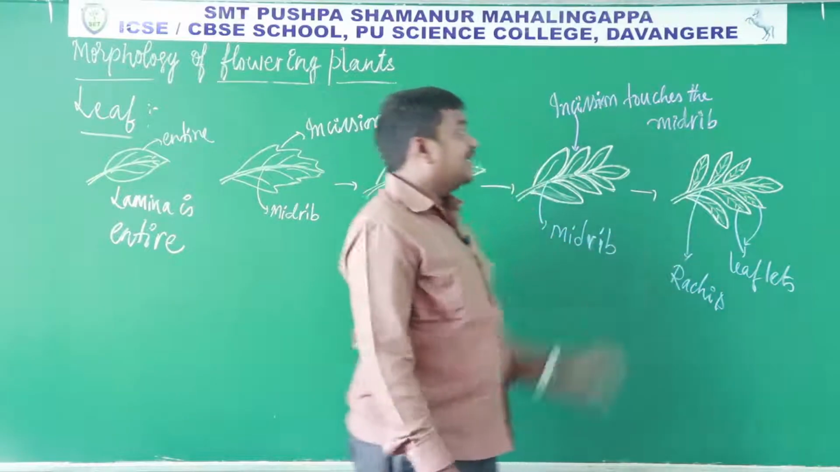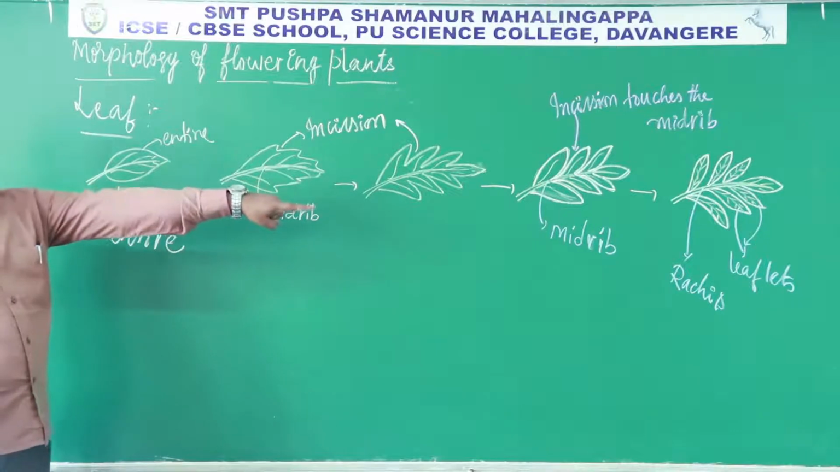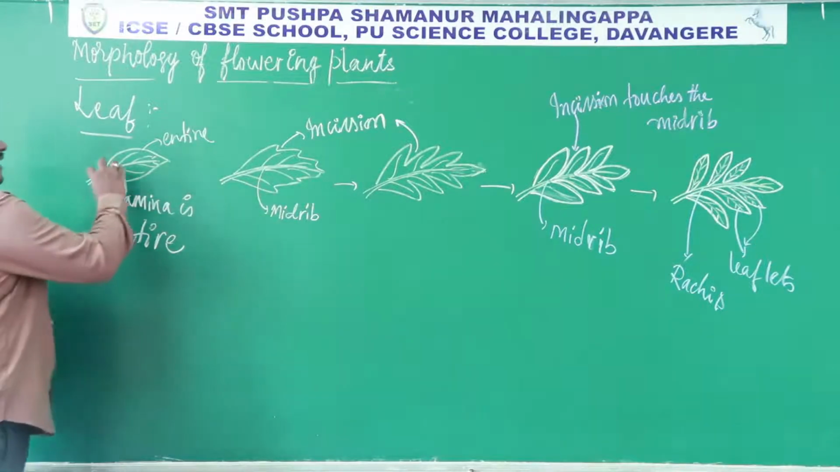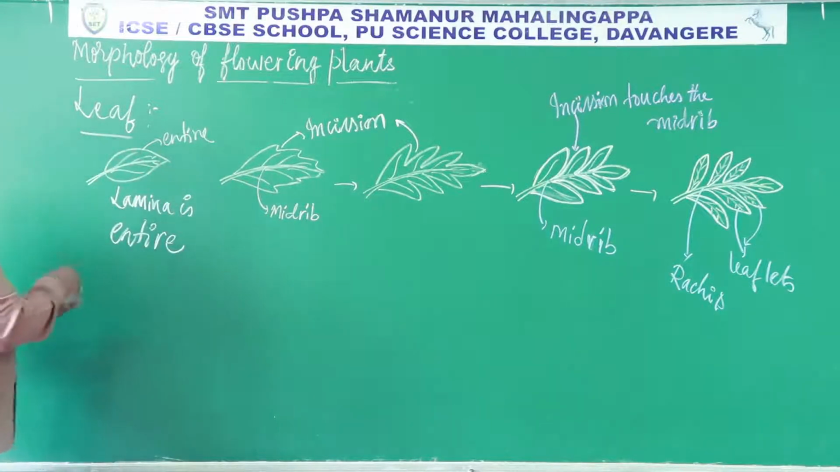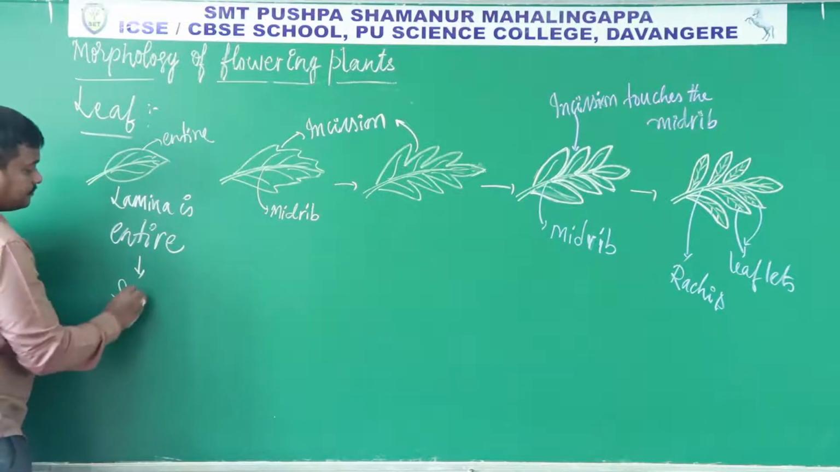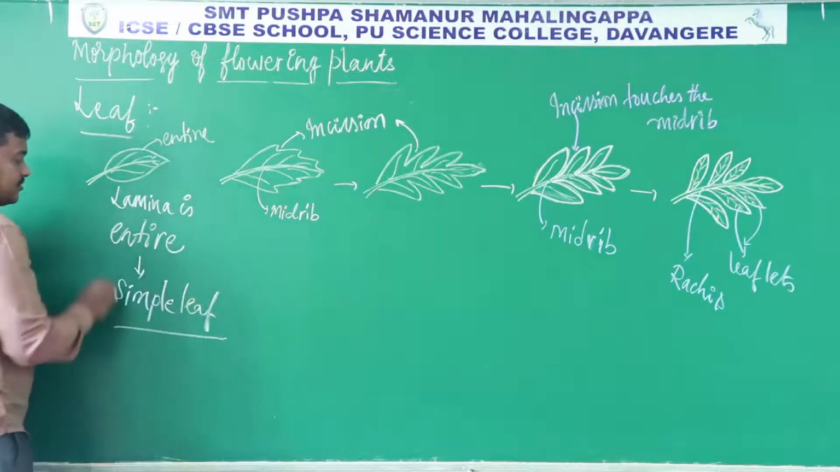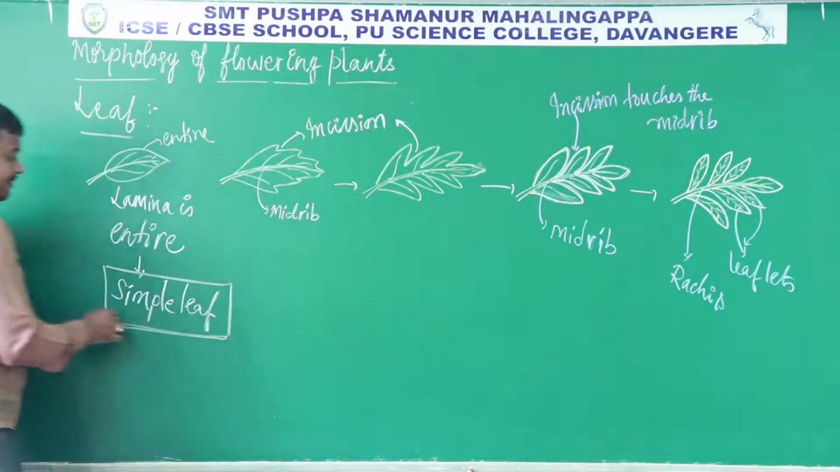Course of evolution it become compound leaf. Okay, so consisting of leaflets. You'll notice this is the entire leaf, this is entire leaf, and this kind of leaf, lamina is the entire, we call it simple leaf. So it is called simple leaf.